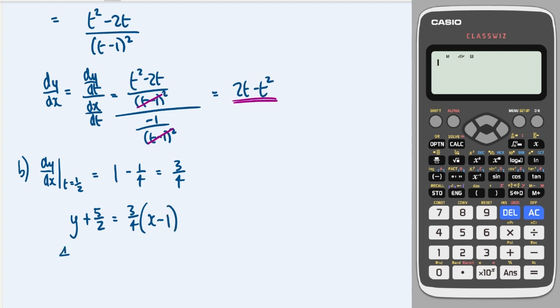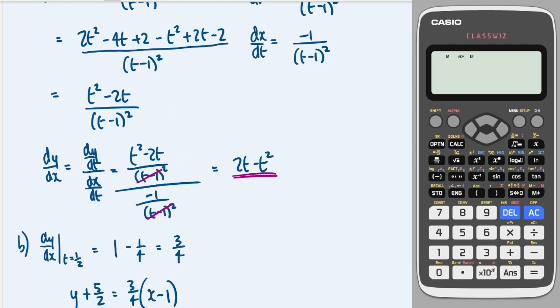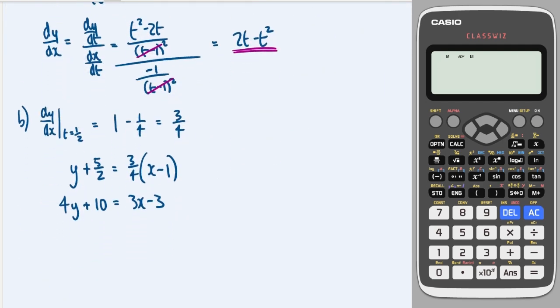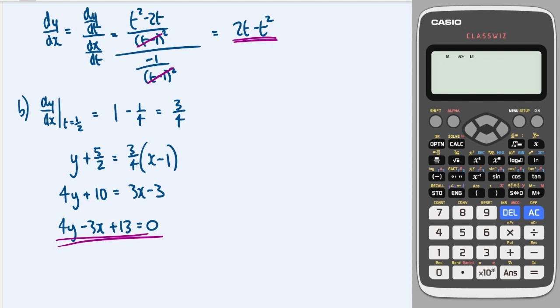Okay, multiply everything through by 4. This is going to give me 10. And then I can multiply this bracket out by 3, which gives me 3x minus 3. And then how do they want it? All on one side. So I get 4y minus 3x plus 13 equals 0. Whoops, just spotted that they want it all on the other side. So 0 is equal to 3x minus 4y minus 13 is how they asked for it. Same difference.